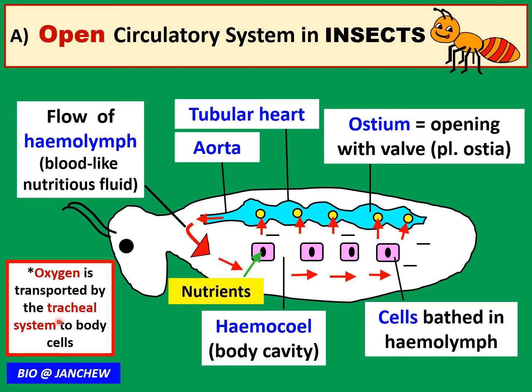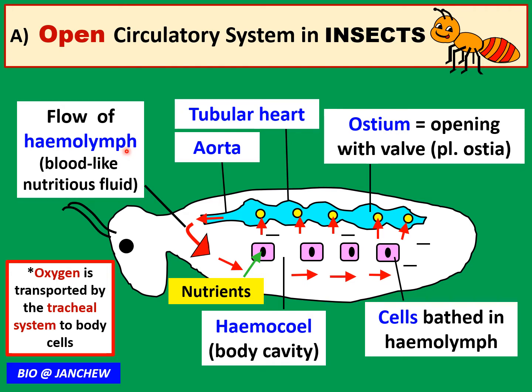Okay, so the tracheal system transports the oxygen through the trachea and then to the tracheoles, and then the oxygen will diffuse into the cells. Whereas haemolymph doesn't transport oxygen to the cells, whereas human blood transports oxygen. That's a big difference. And haemolymph does not have the hemoglobin, the red respiratory pigment, so it is yellowish in color.